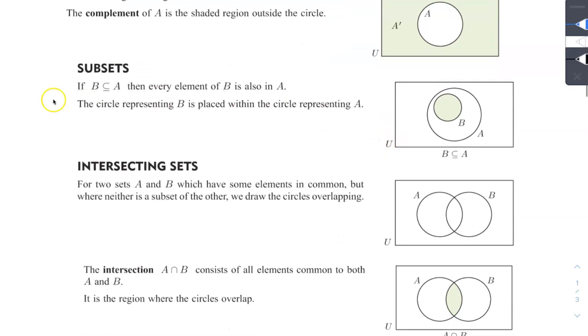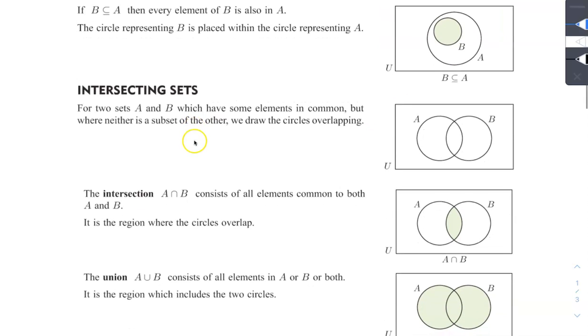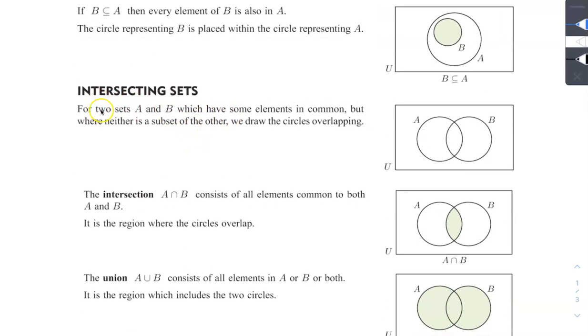Subsets. So we know if B is a subset of A, then every element of B must also be in A. So how do you do that with Venn diagrams? Well, it'll be a smaller circle inside a bigger circle. So you have the universe, then you have a subset A, then you have the subset B inside of it. If two sets are intersecting, if they have common elements, so if A and B share some terms, then that's where they overlap. The overlapping part would be the common elements.